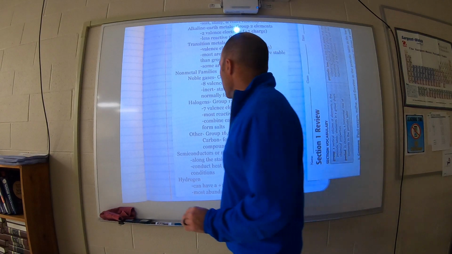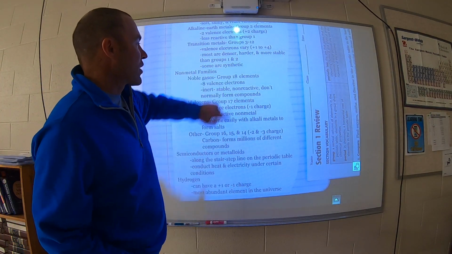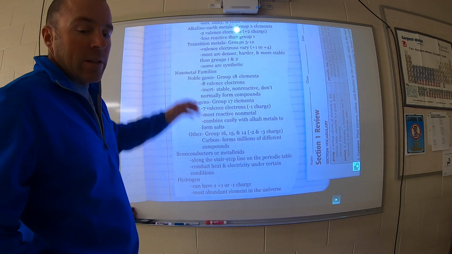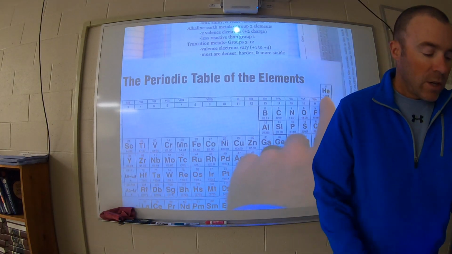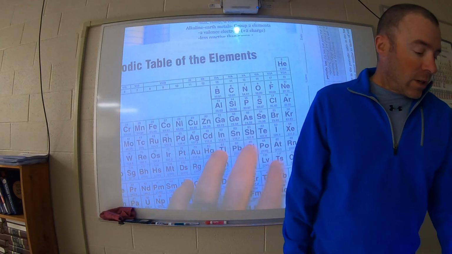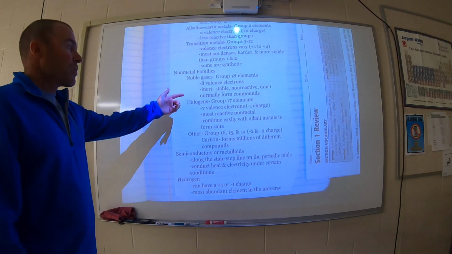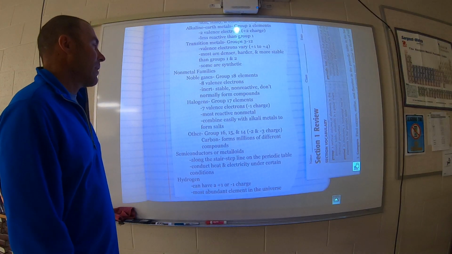For nonmetals, group 18 elements are called the noble gases. They're in group 18. If we drop the 1, that means they've got 8 outer shell electrons, with the exception of helium, which has 2 outer shell electrons, which means that in the first energy level, all you have to have is 2 to be full. But all the rest of them have 8. They're inert, which means they're very stable. They're non-reactive. They don't normally form compounds.